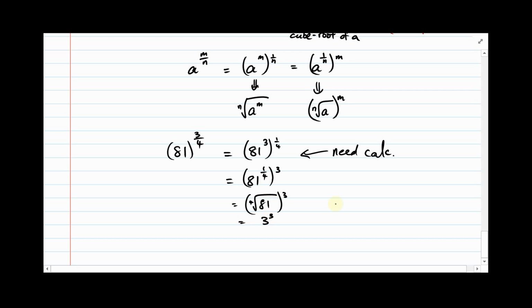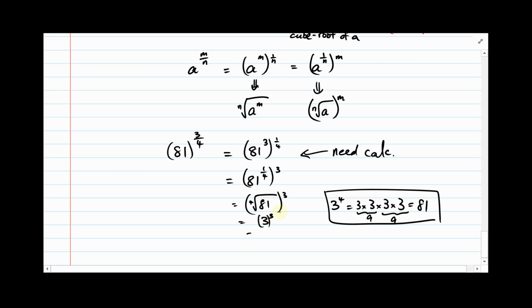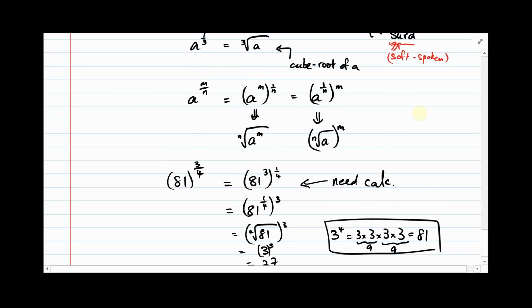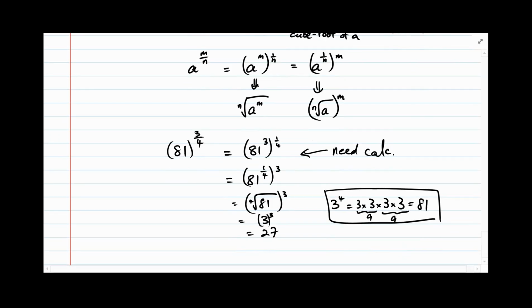So this is nothing more than 3 cubed, right? 3 to the 4th is 3 by 3 by 3 by 3, or 9 by 9, which is 81. So I'm using that idea, and taking the 4th root, I end up with 3, and then I cube it, it's 27. So sometimes, depending on what you are given, it might be easier to go one method versus another.